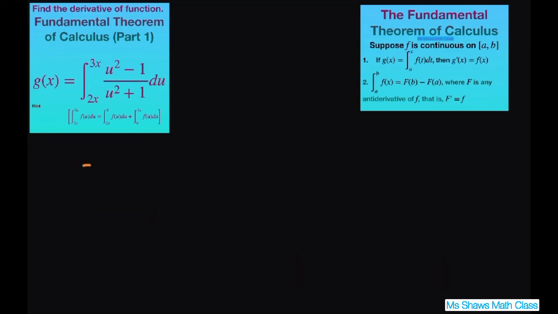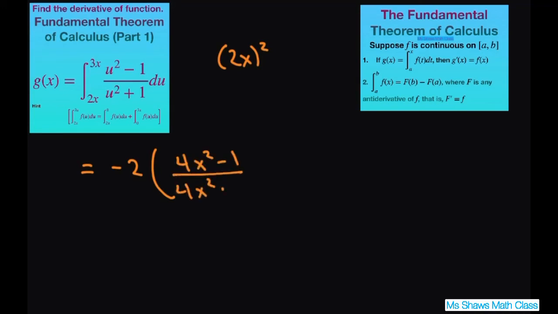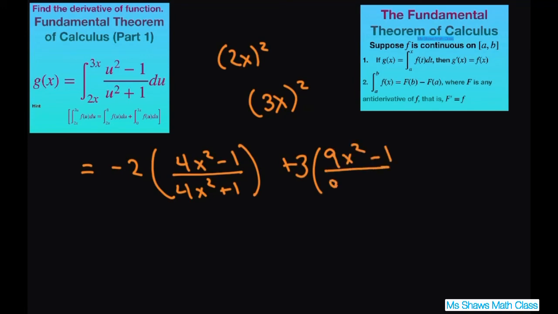So our final answer is going to be negative 2, and then we had 2x squared. So that's going to be 4x squared minus 1 divided by 4x squared plus 1. Then we had plus, the other one we had was 3x squared, and we had a 3. And that's going to be 9x squared minus 1 divided by 9x squared plus 1.